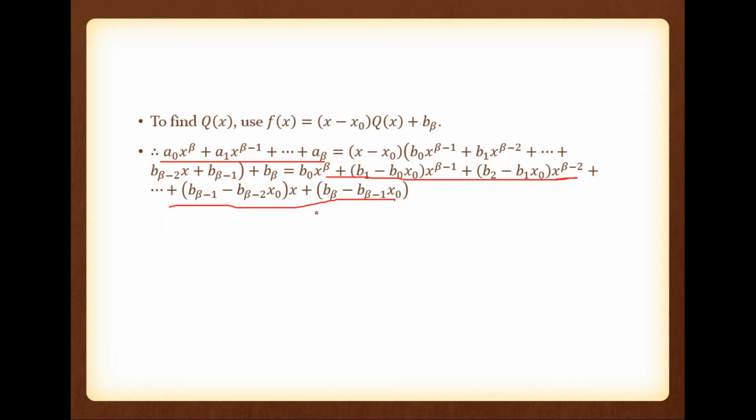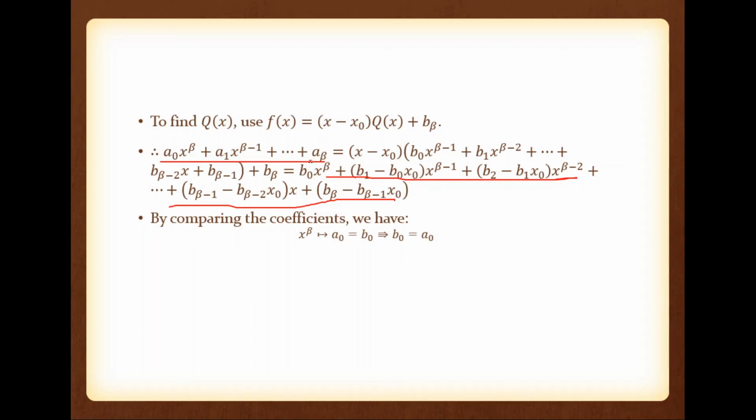So by comparing the coefficient of x raised to beta, we have a0 is equal to b0, or we can write b0 equal to a0. Am I correct? b0 equal to a0.